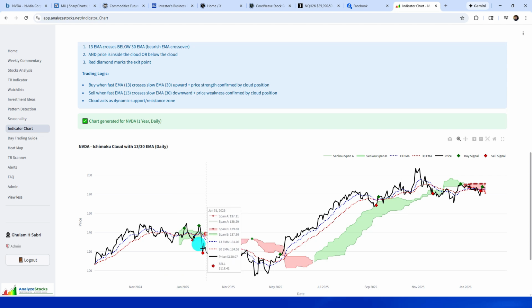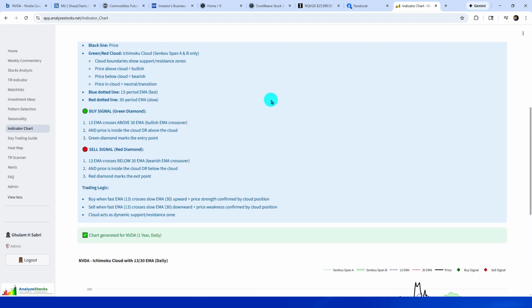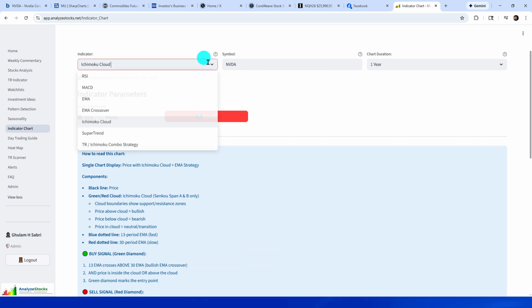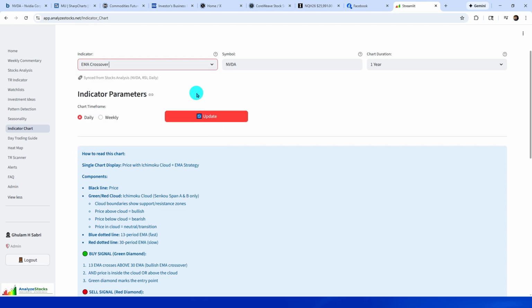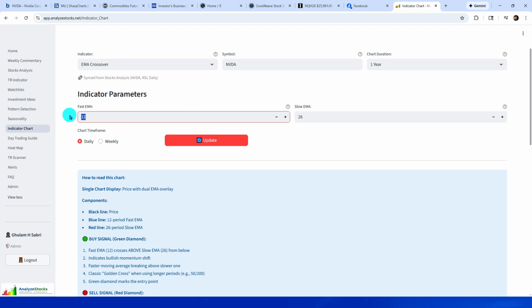And on the other side, if it gives you a red diamond, that's a sell signal, then you should close that position. So this is only one indicator. You can have a combination of our TR and Ichimoku combo strategy. You can have an EMA crossover.